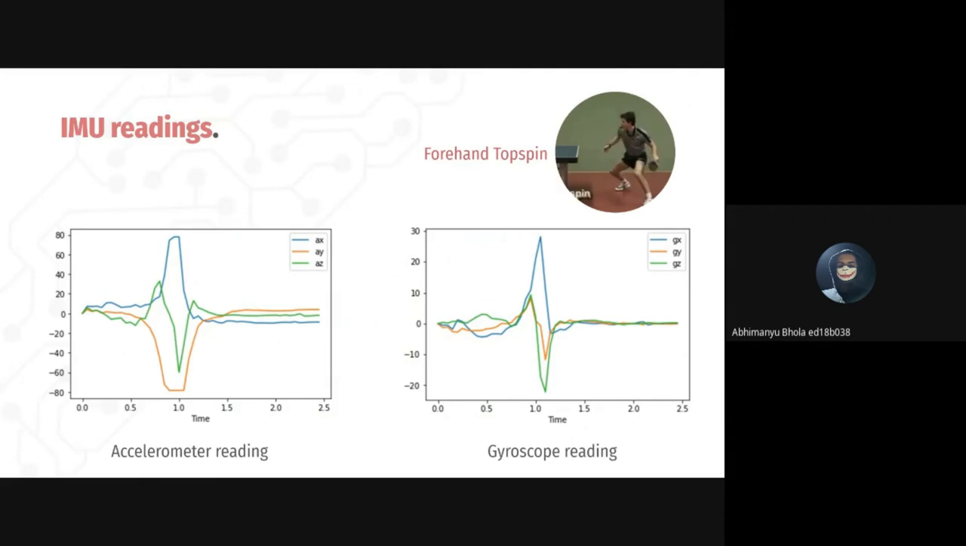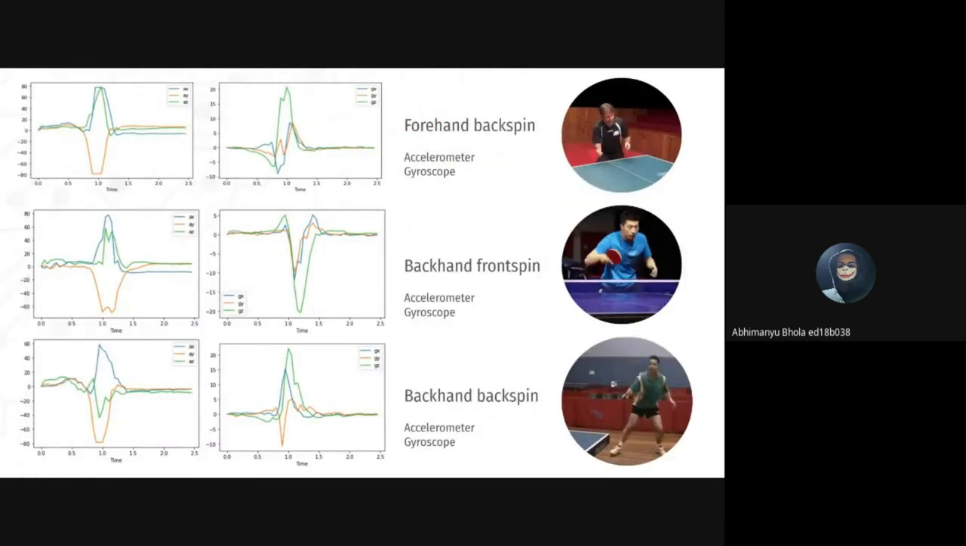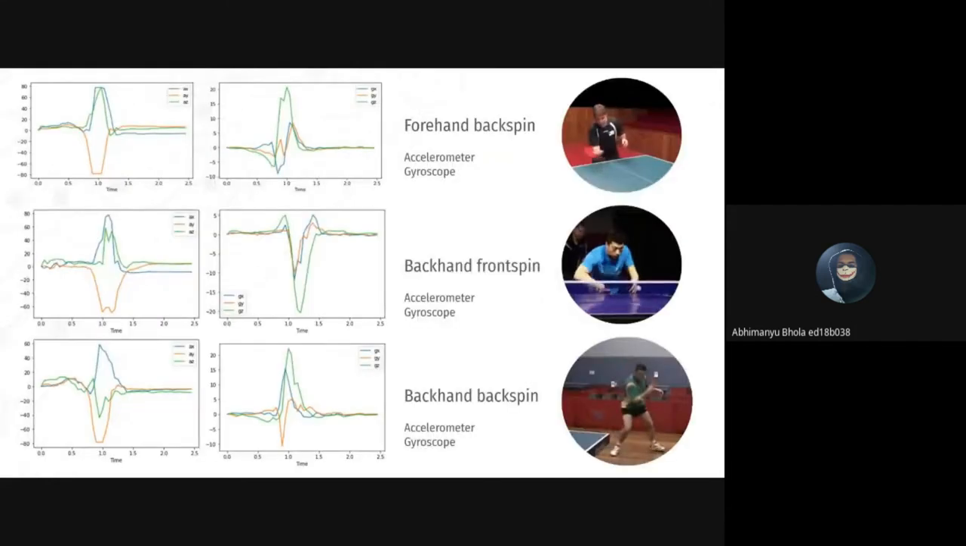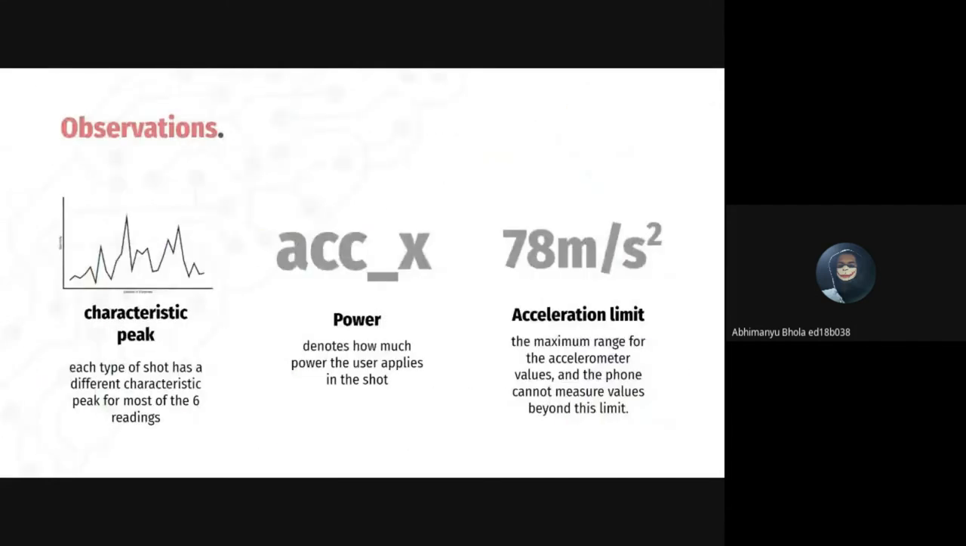For each of these, these are the measured accelerometer and gyroscope readings. As you can see, for each of the shots the readings are somewhat different, and therefore it is quite easy to map what kind of measurement was taken and what kind of shot was played. These were the observations that we made. Also, the IMU sensors in most phones have a maximum acceleration limit of around 78 to 80 meters per second squared, which was maxed out in some of our readings as well.